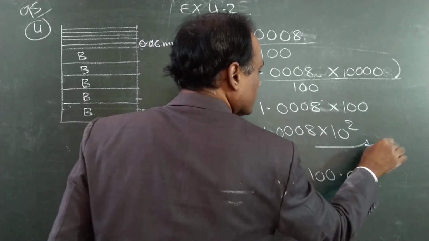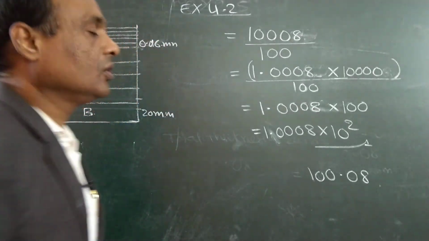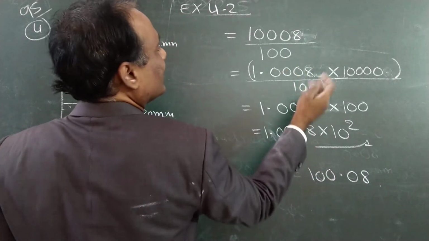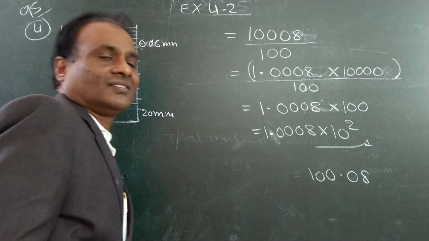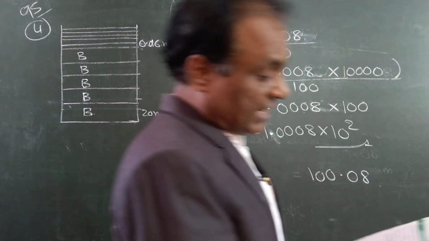Like this. I kept one zero extra, which is wrong. So only 100.08, that means a total of three zeros: three zeros, three zeros, three zeros. That's it. So this decimal model is over.